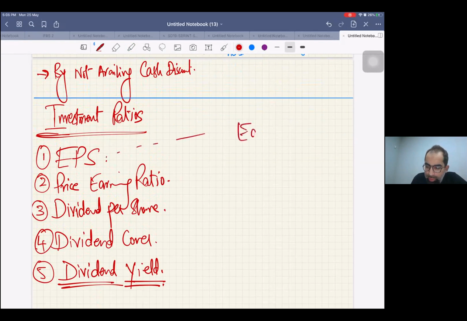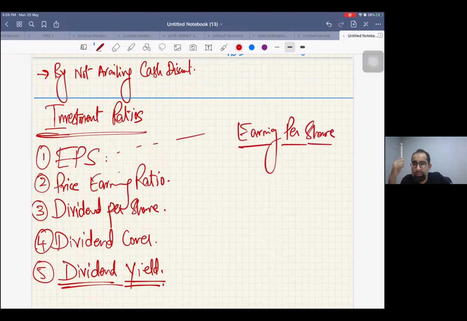EPS you have already run, earning per share. Just giving you a 1 second recap. Earning per share means how much the company is earning per share, right? So this is the share of Unilever and this is the share of BMW. Unilever earning per share is 500 pounds, and BMW earning per share is just 100 pounds. So this share is earning 500 pounds per share. The second share is earning just 100 pounds.